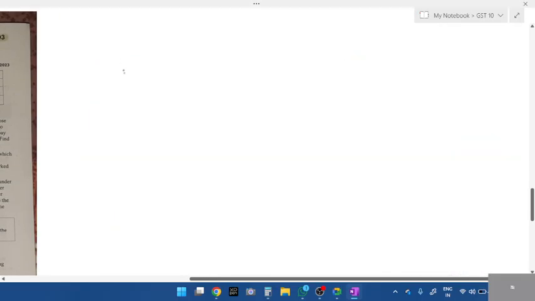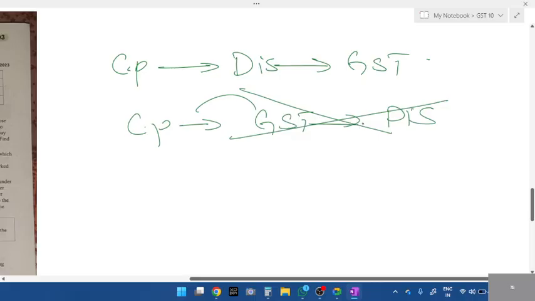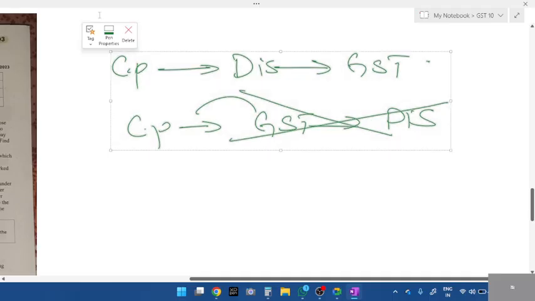No? Okay. Remember this order, students. Cost price. If a discount is given, that should come after cost price. You have to calculate the discount, and once you calculate the discount, then GST. If you take cost price and calculate GST, and on top of that calculate the discount, this is wrong. This is not the structure. It should be cost price, discount, GST. Okay, first question.